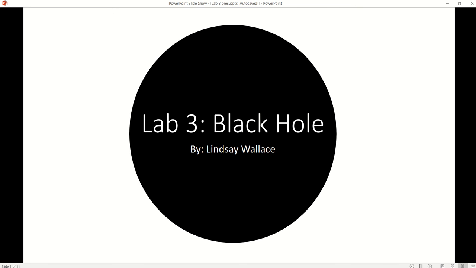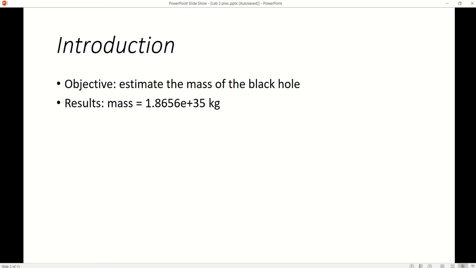Lab 3, Black Hole. The objective of this lab is to use the motion of the star to determine the mass of the black hole and analyze the relationships between various forces and the changes in momentum. Using Newton's law of universal gravitation and the connections between the different F-net components and the change in momentum components, I found the average mass of the black hole to be 1.8656 times 10 to the 35th kilograms.